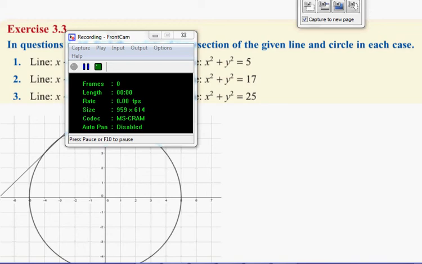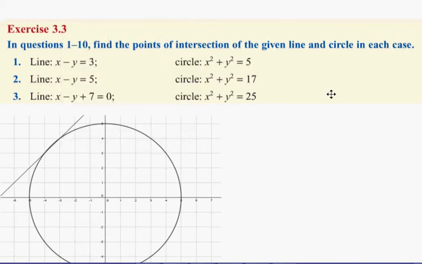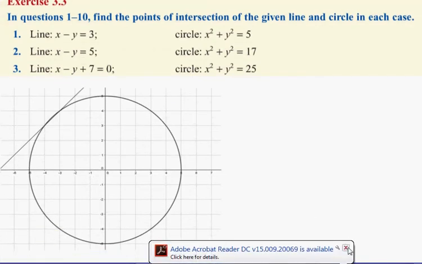This section here, guys, is all about... the question is, find the points of intersection of the given line and circle in each case. Alright? So what you can see here, if we enlarge this diagram, we could draw a circle of radius 5.